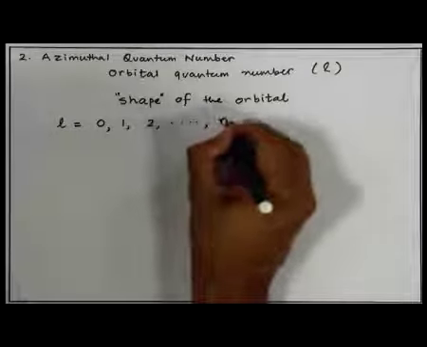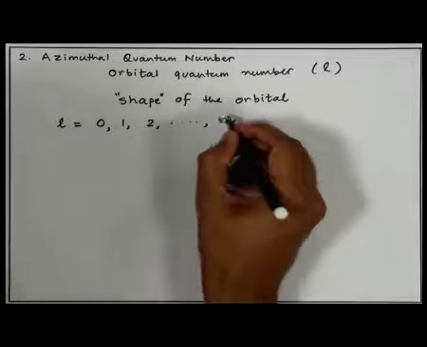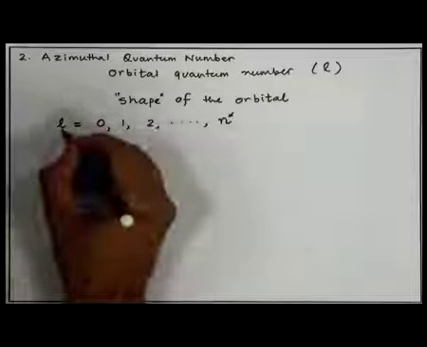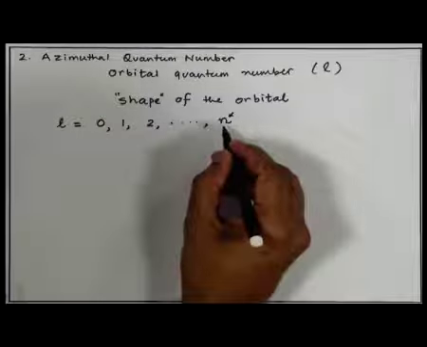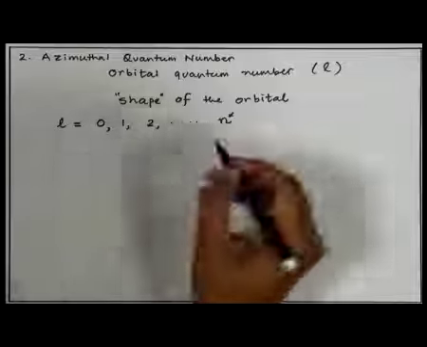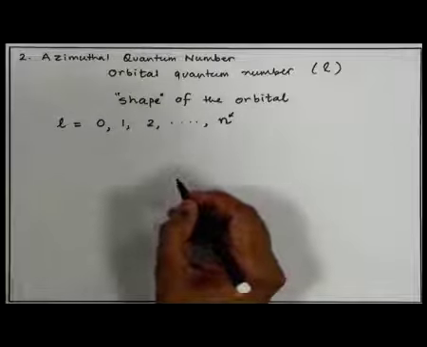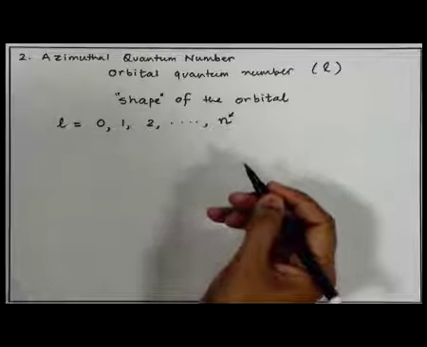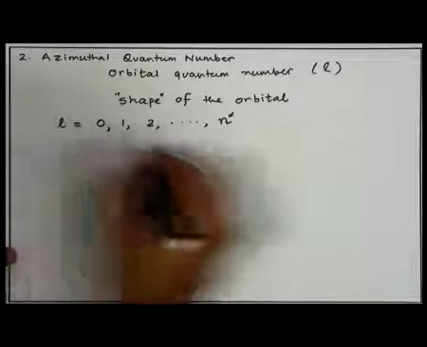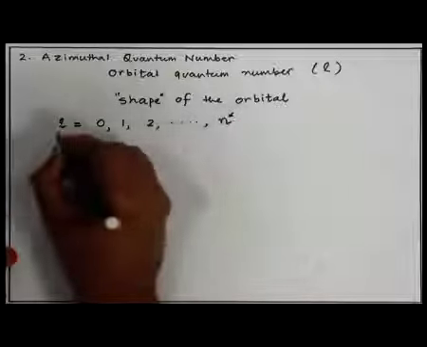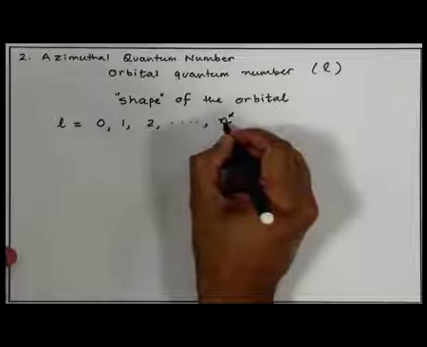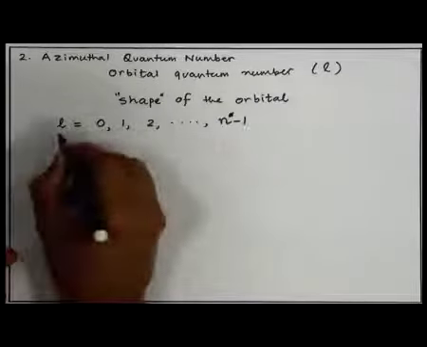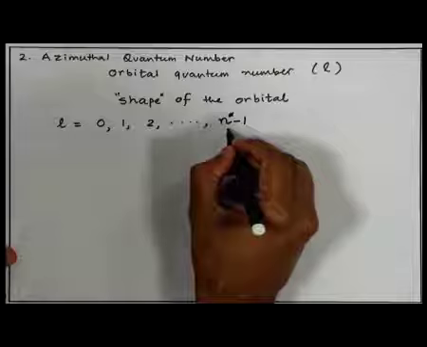This orbital quantum number or azimuthal quantum number L can be 0, 1, 2, up to a number determined by n. Actually, the value of the principal quantum number n determines the value of L. The possible values of L are determined by n, and L goes from 0 to n minus 1.